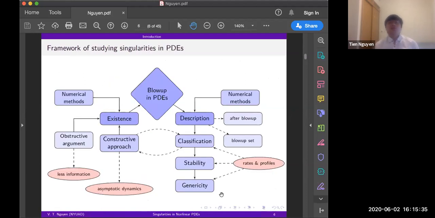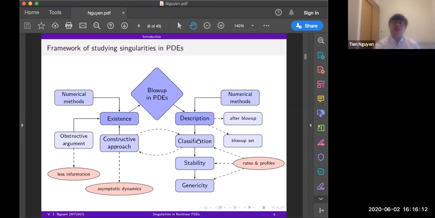So today we will talk about the singularity of solutions in some PDEs. Here I want to show you what the significant questions in our community are. There are so many questions about the study of singularity formation, but we can divide them into groups of questions. First is the existence: given a model, the question is whether they see blow-up of solutions from smooth initial data.